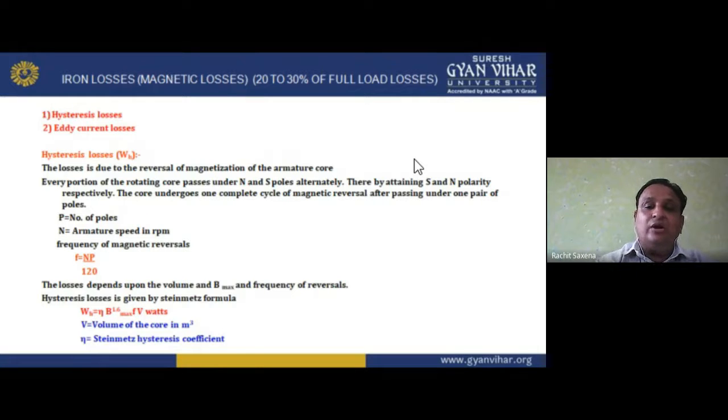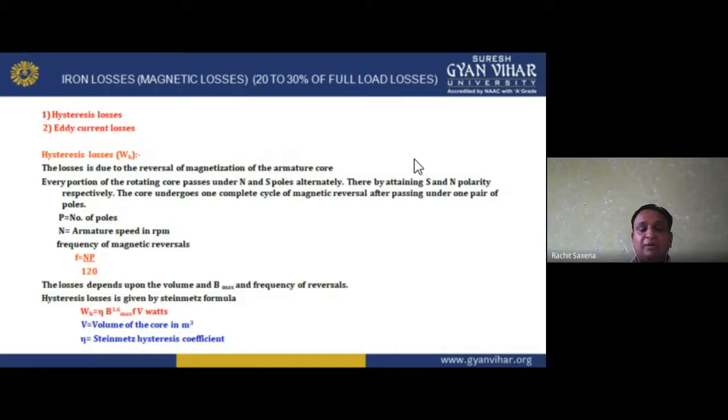After passing under one pair of poles, north and south, the core undergoes one complete magnetic reversal. Every portion of the rotating core passes under the north and south poles alternately, thereby attaining south and north polarity respectively. The core undergoes one complete cycle of magnetic reversal after passing under one pair of poles.